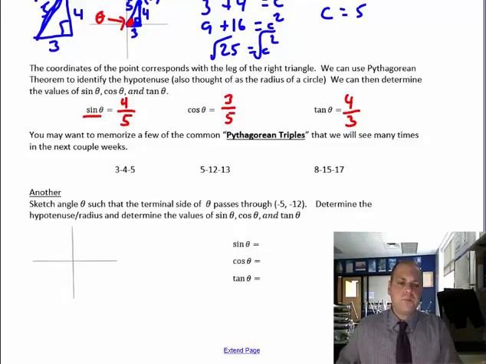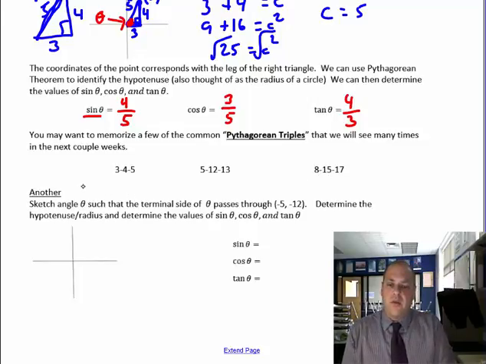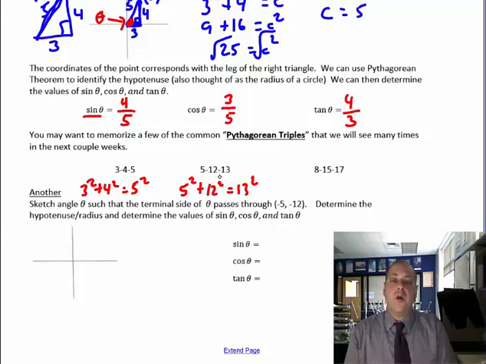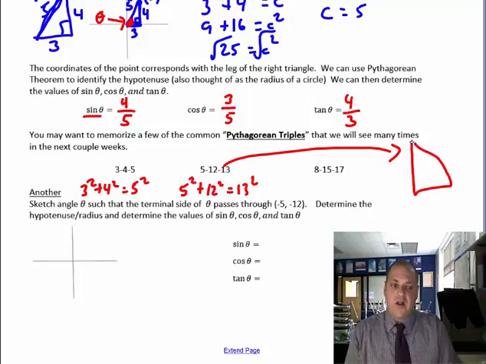Pythagorean triples: 3, 4, 5; 5, 12, 13; 8, 15, 17. Those you might want to memorize. Why do they work? 3 squared plus 4 squared equals 5 squared. We already showed why. Another one is 5 squared plus 12 squared equals 13 squared. These are whole number Pythagorean triples. If you had a right triangle with a 5 and a 12, you would know that the hypotenuse is 13.